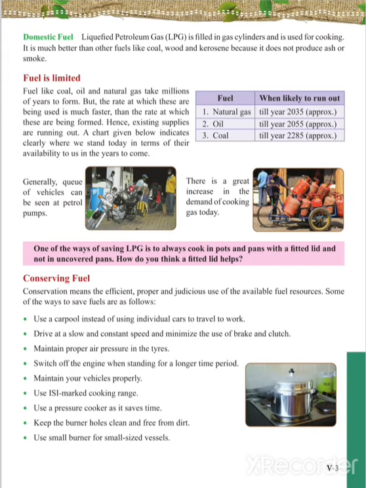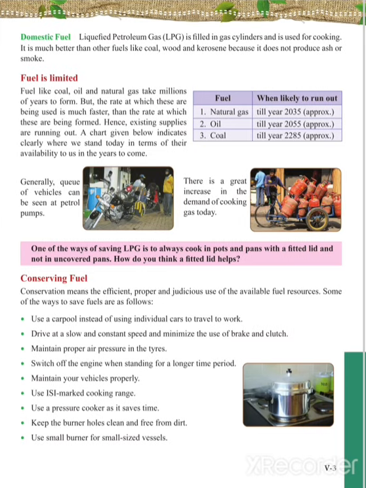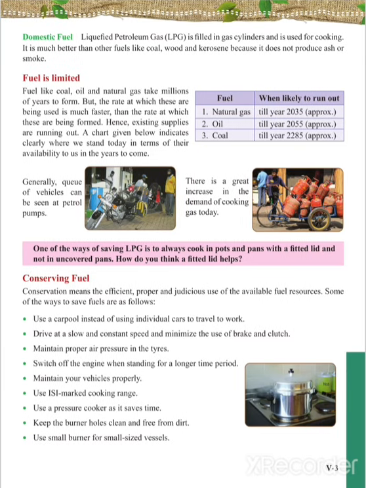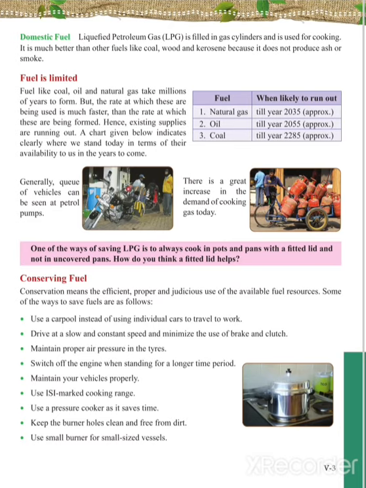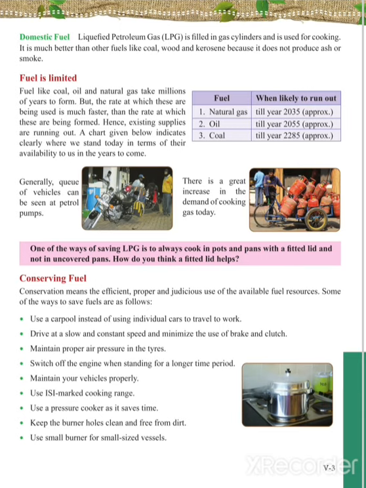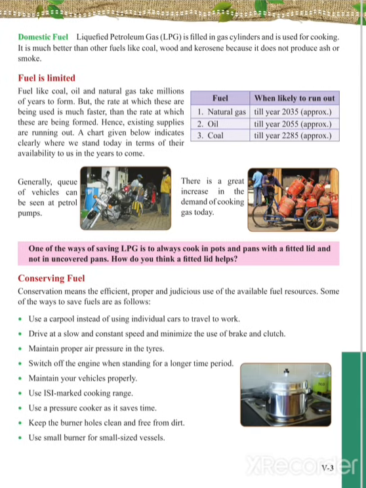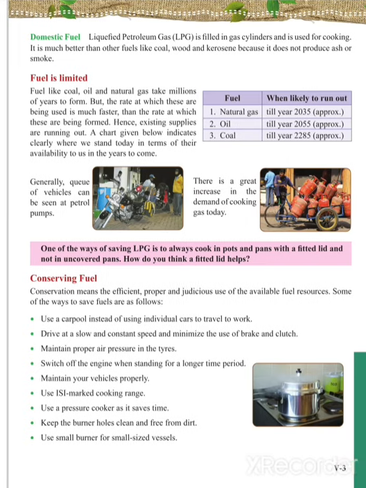So what we should do as a citizen, what is our role or in what way we can conserve this fuel? We need to conserve or we need to use it efficiently and judicially. Use of carpool instead of using individual cars to travel to work. What is the meaning of carpool? If two or more people are going to the same place, rather than using different vehicles, they can use the same vehicle, which is called as carpooling.